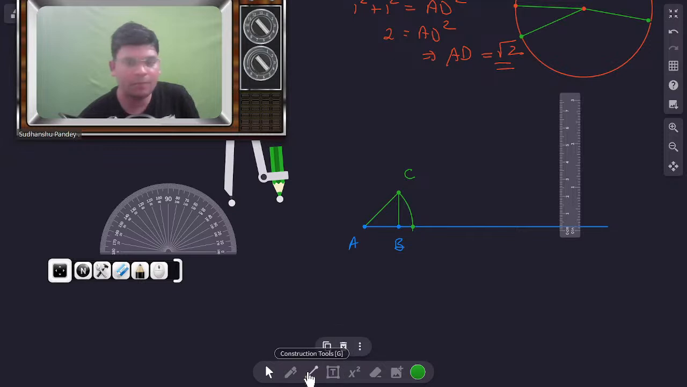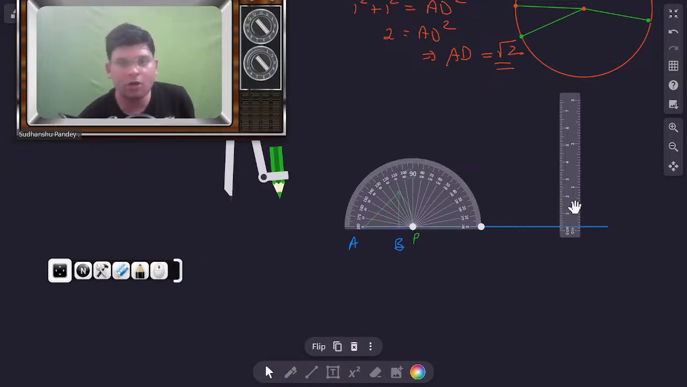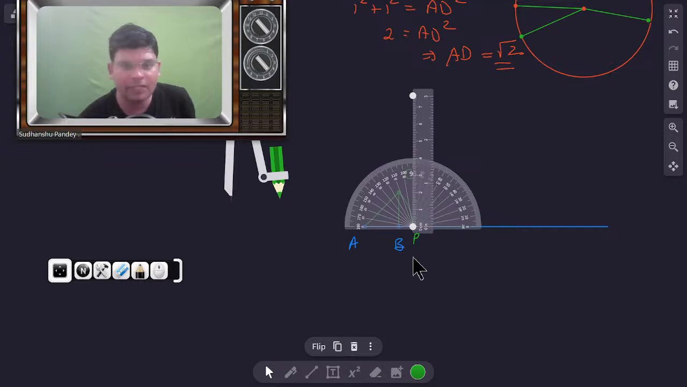And now AP is equal to how much? Under root 2. Now again what you need to do is, from this P again draw a 1 centimeter line with a 90-degree angle. Okay, from this P draw a 1 centimeter line. अब आप अंदाजे से भी कर सकते हो with a 2 centimeter.